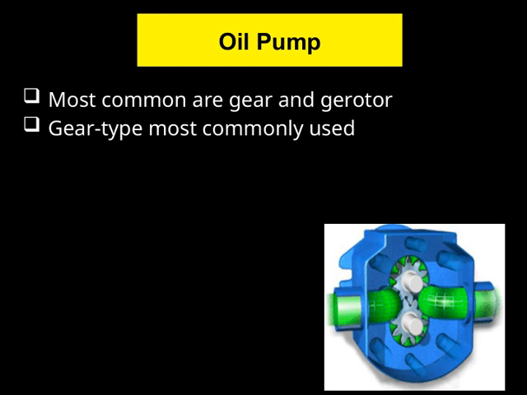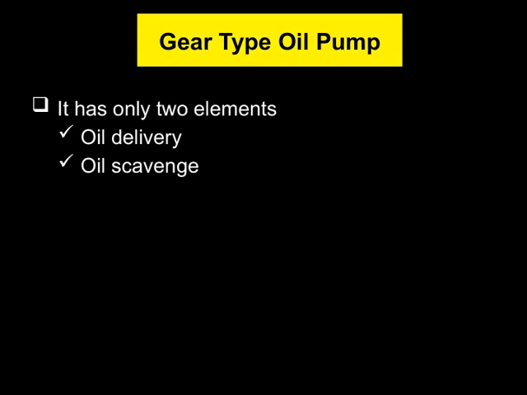So, when we talk about oil pumps, understanding these key types helps us appreciate how vital they are in maintaining the health and performance of engines. This slide highlights the two essential elements of a gear-type oil pump, which are crucial for understanding how it functions. The first element is oil delivery, which refers to how the pump moves oil from one part of the system to another, ensuring proper lubrication and cooling.